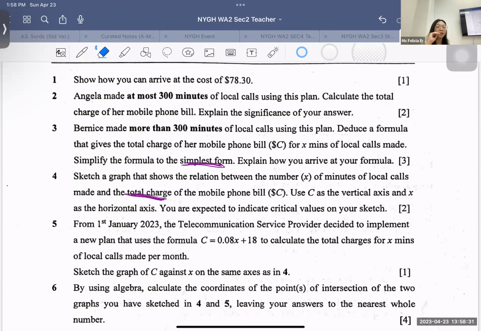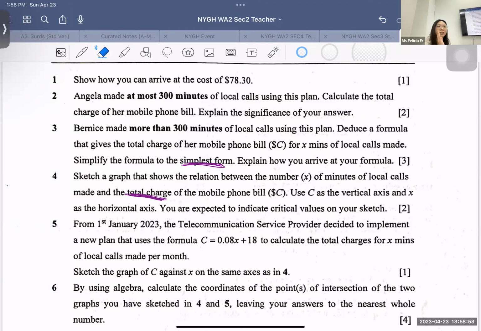Okay, but is it really one straight line upwards? No, right? It's not one straight line upwards. Why is it not one straight line upwards? Because there's 2 scenarios that you have to take into account of. One is before the 300 minutes. One is exceeding the 300 minutes. Do you realize that there are 2 things that you have to take into account for?